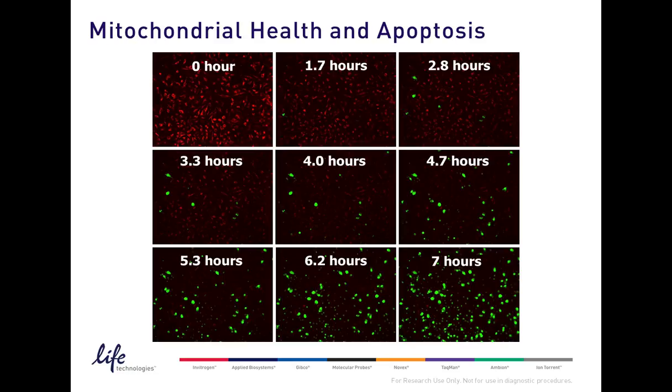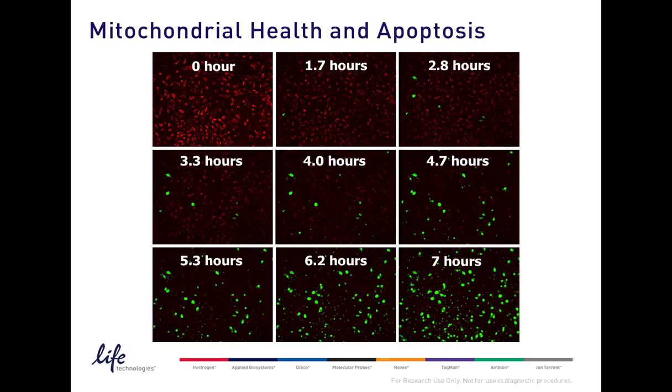At the time of adding staurosporine, you can see that we have no green positive cells, so no apoptosis going on, and we have very healthy mitochondria, as all of the cells have very nice red fluorescence. As you monitor these cells over time, you start to see the loss of the membrane potential and the appearance of caspase activation read out by the appearance of green cells.